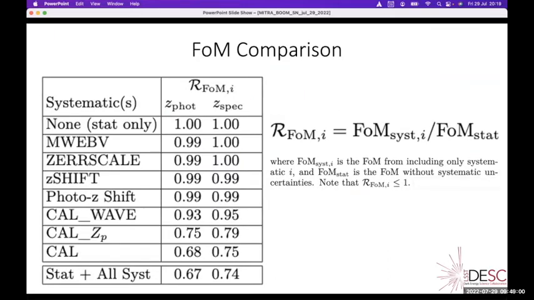So also we understood that using different kinds of systematics, there was a trend of decreasing figure of merit. So we compared and checked the ratios with respect to the statistical only figure of merit. And we see that the calibration systematic cases eat much of your figure of merit in either case, which is at the bottom of the table.